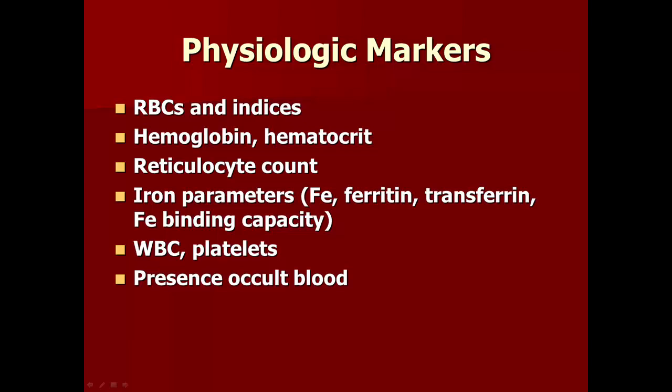And last but not least, we want to look at the presence of occult blood. This is primarily in the GI tract. And frequently we'll see this not only in acute GI bleed, that would be pretty easy to see, but certainly someone who has a chronic GI bleed, or the chronic removal of blood through the GI tract, like in a colon cancer, something of that nature, we would want to be checking for occult blood.